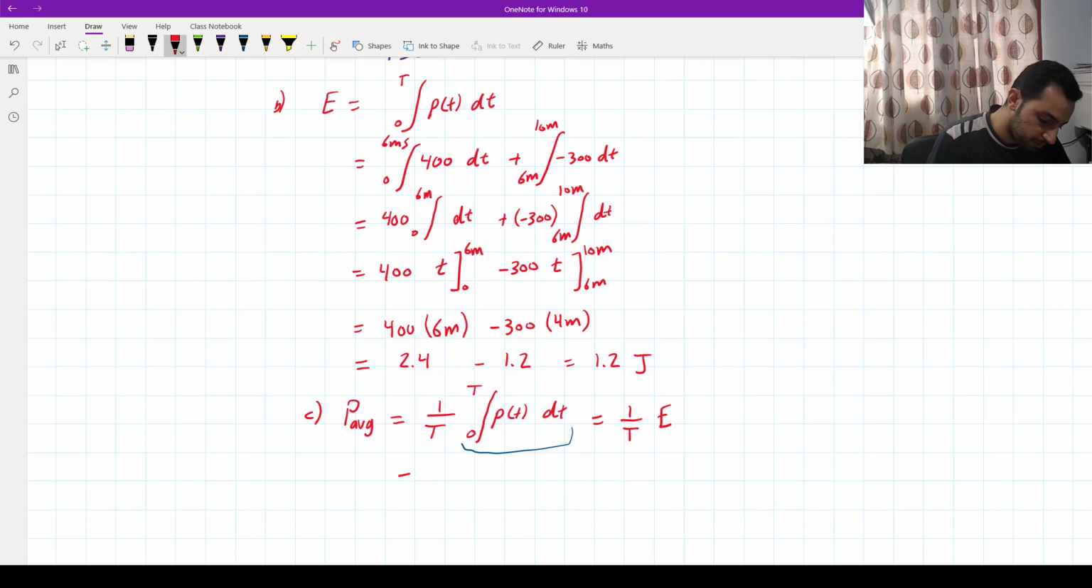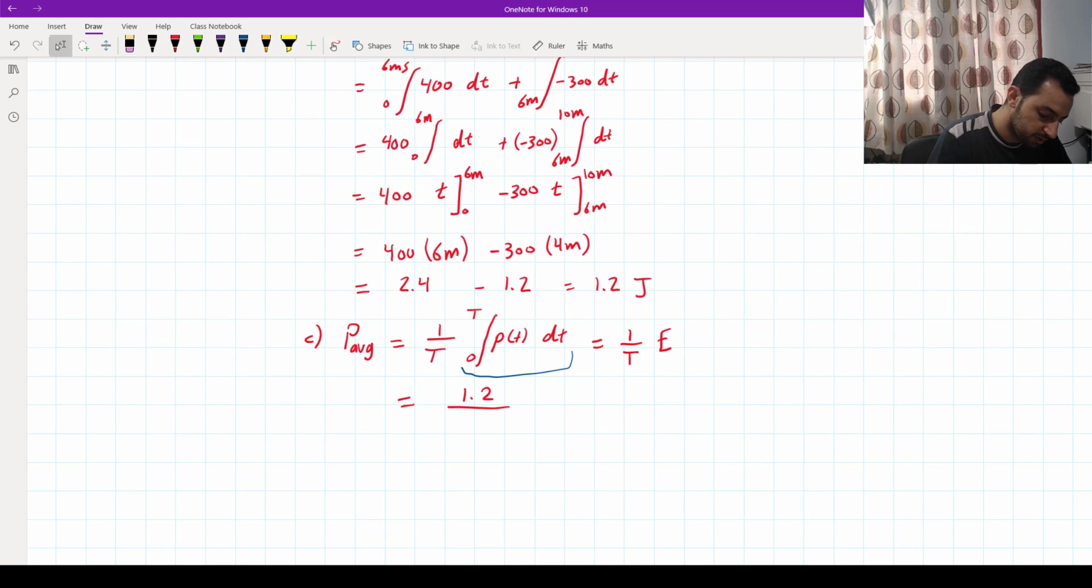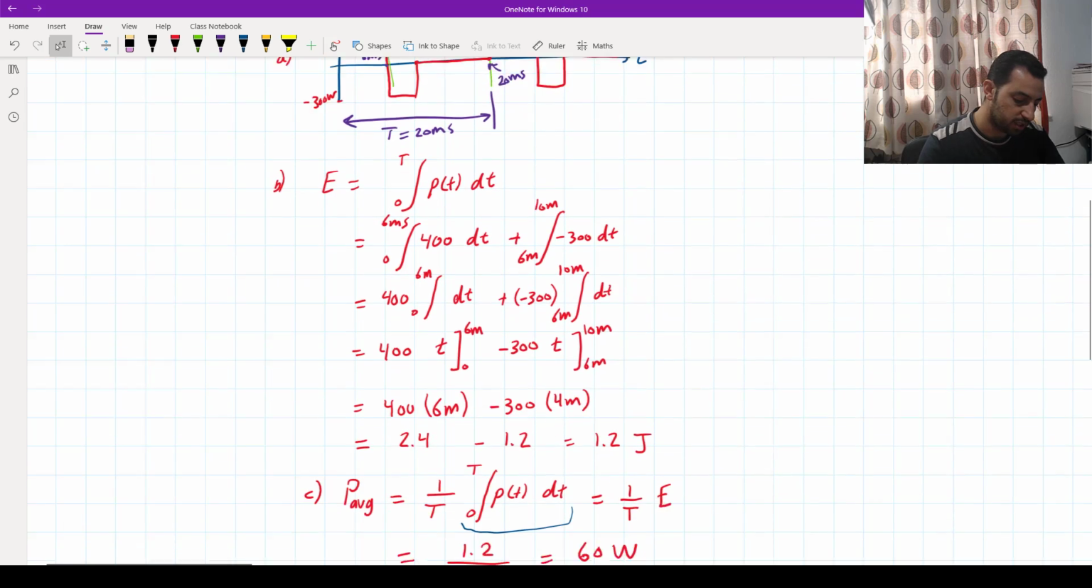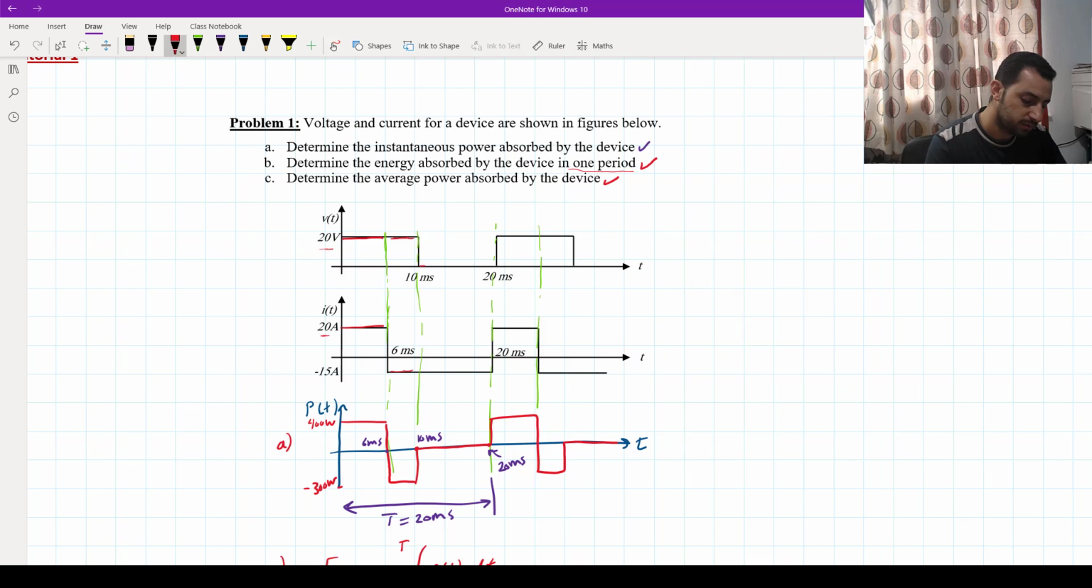That means it will be the energy, which is 1.2 joule, divided by the period, which is here 20 millisecond. Divided by 20 millisecond, that will equal 60, and the power is in watt. So that's it for this question. We calculated the instantaneous power, then energy and average power, and it's now done.